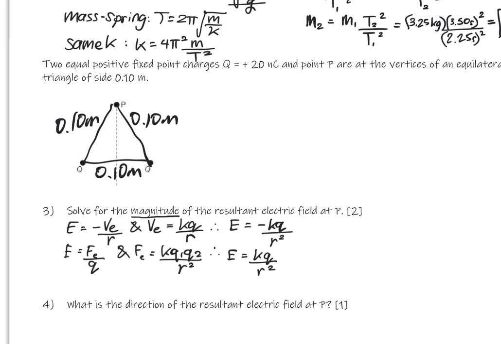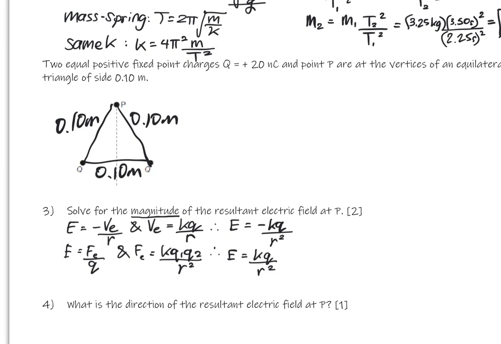So I'm just taking the magnitudes of the two positive charges. They're both positive, so I don't have to worry about one being an electrostatic potential hill and the other being a well. They're both hills, so they're both going to have the same net effect.